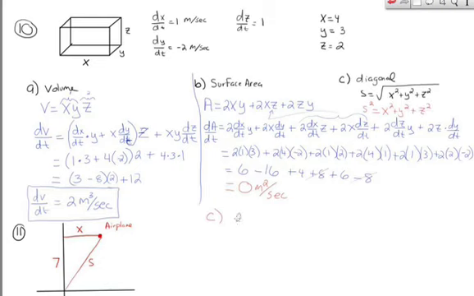So we'd get 2s ds/dt equals 2x dx/dt plus 2y dy/dt plus 2z dz/dt. Now we can plug in everything I know and solve for ds/dt. Okay, I'm going to stop this video here at 16 minutes, and we'll pick it up on number 11 with the next one.